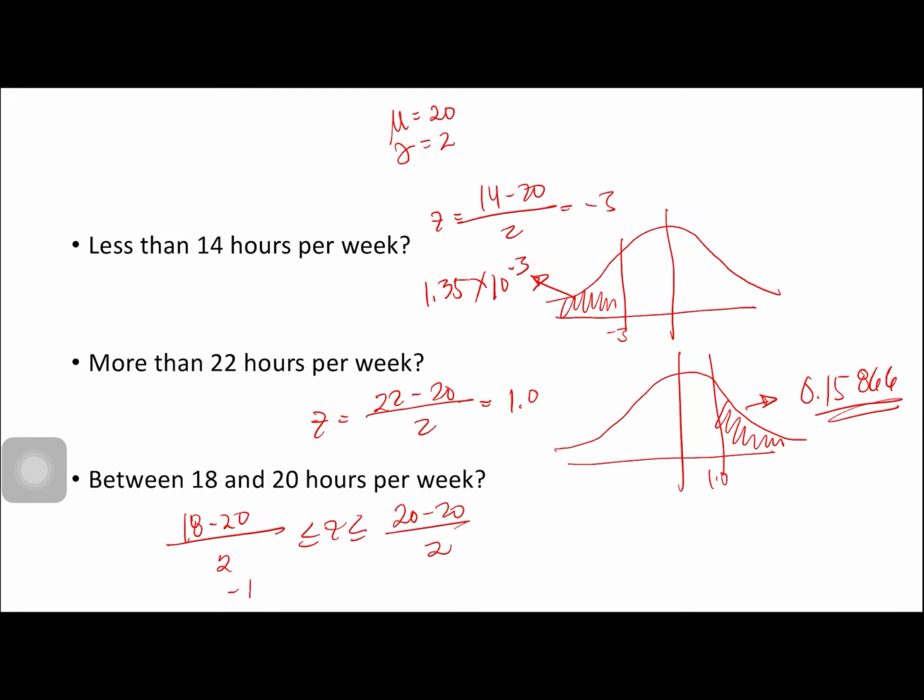Then, between 18 and 20, so we have there 18 minus 20 over 2 is less than or equal to Z is less than or equal to 20 minus 20 divided by 2. So this one is -1 is less than or equal to Z is less than or equal to 0. So our area is, okay, we have here 0 and we have here -1. So we need to find this area. So that will be what? Q of 1. That is 0.34134.